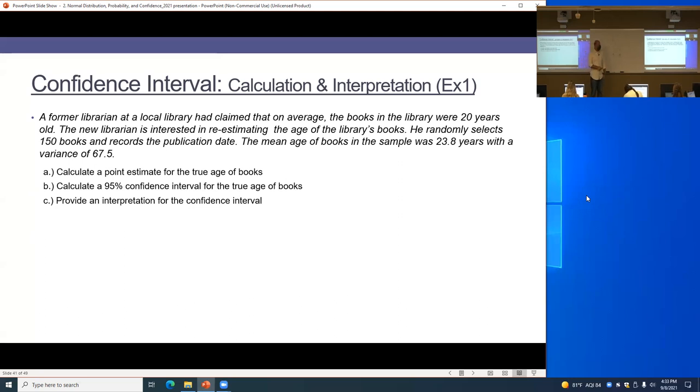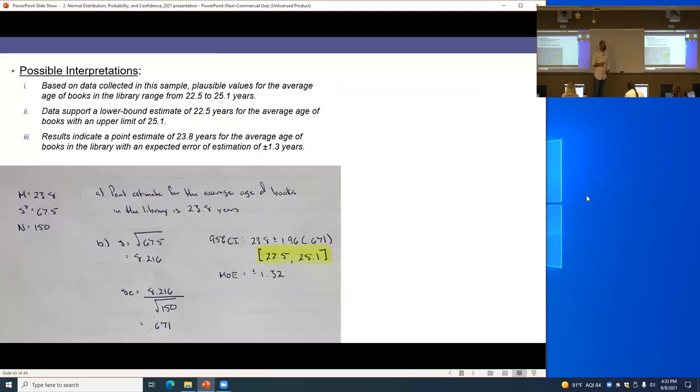But what we now want to do is calculate a confidence interval for these books. So for this problem, we've got our mean, our variance, and our sample size. The point estimate for the average age of books in the library is 23.8 years. Now, what I've been given is the variance. Can I use variance to calculate my confidence interval?